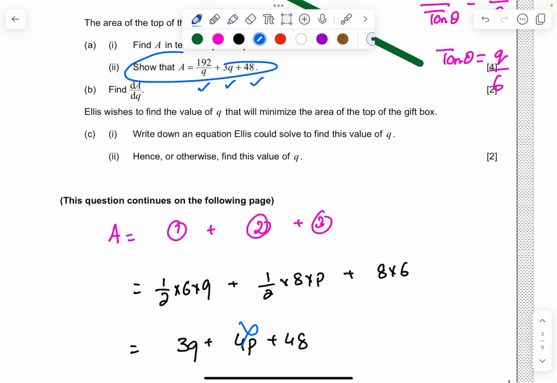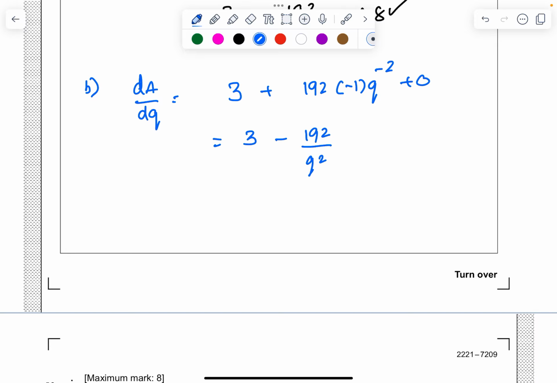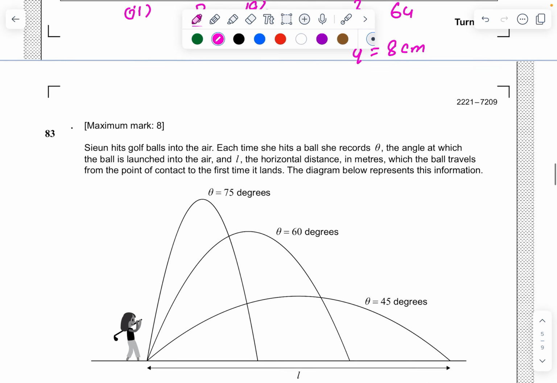Part C, Alice wishes to find q that will minimize the area of the top of the gift box. Write down the equation that could find the value of q, hence or otherwise find the value of q. That minimizes. Minimizes means the derivative should be equal to 0. So 3 minus 192 upon q square should be equal to 0. Then for part 2, equate it out. 3 equals 192 upon q square. So q square equals 64, q equals 8 centimeters. That's going to be the answer.